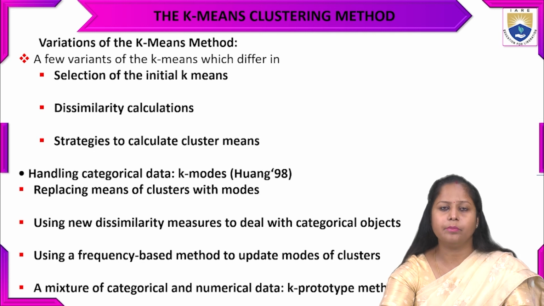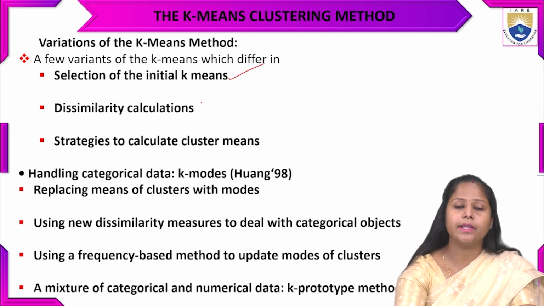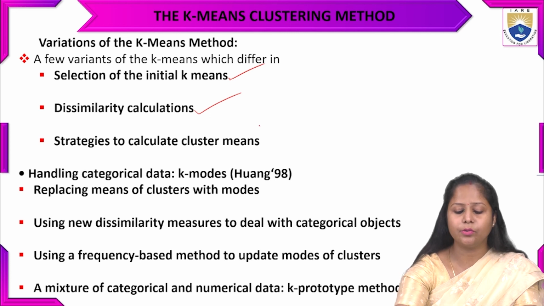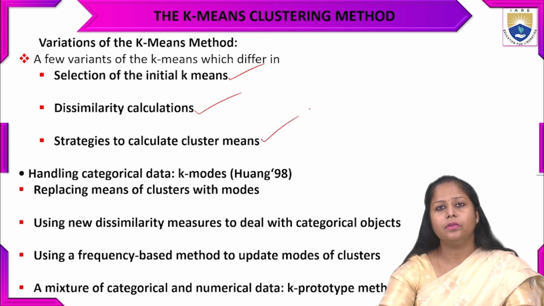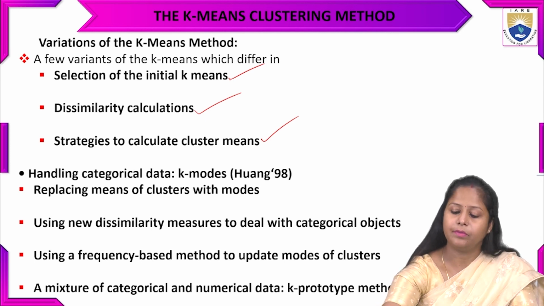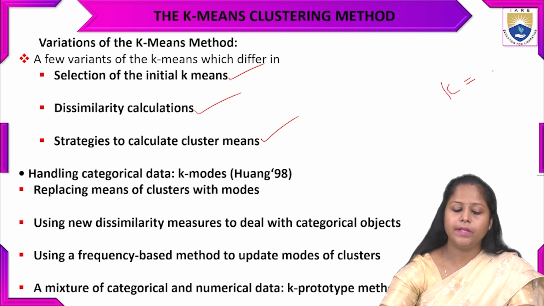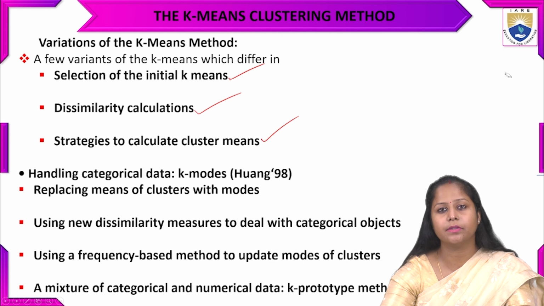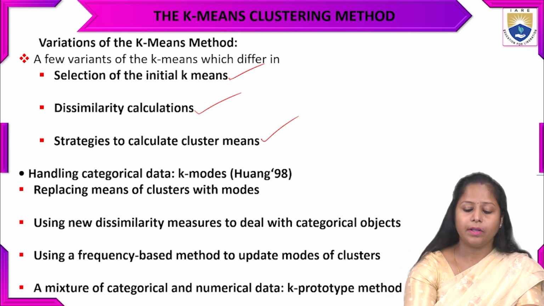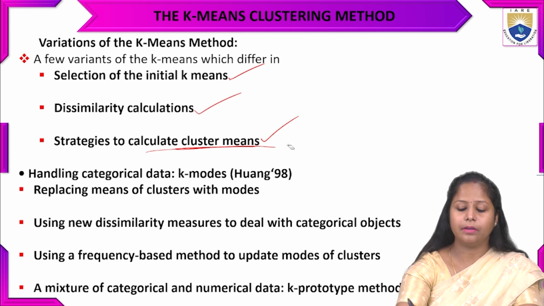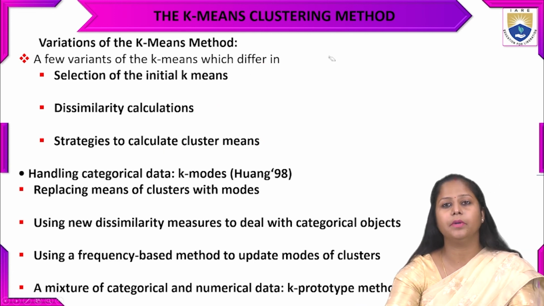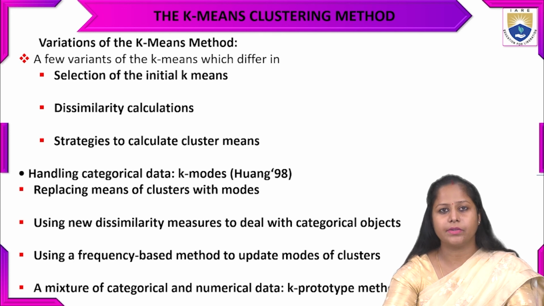Variations of the k-means method: a few variants of k-means differ in the selection of the initial k means, dissimilarity calculations, and strategies to calculate cluster means. So we need to identify k, identify the dissimilarity between two objects in the cluster, and calculate the cluster mean, the average of the same cluster.